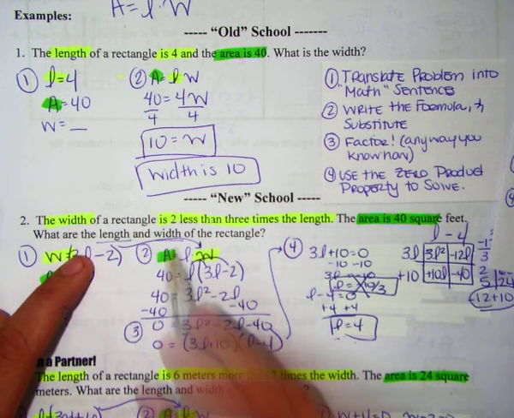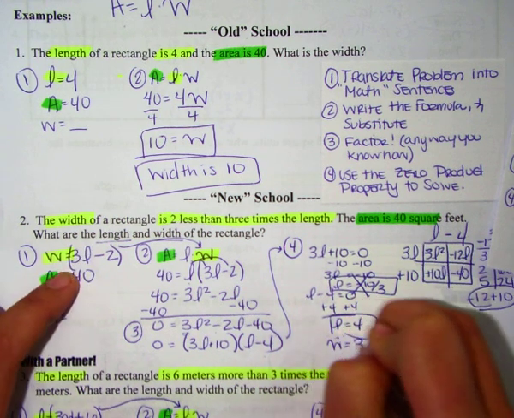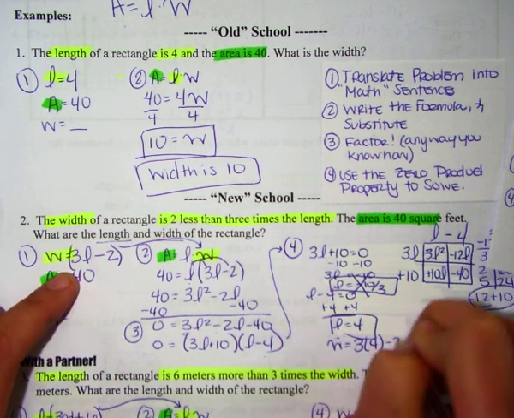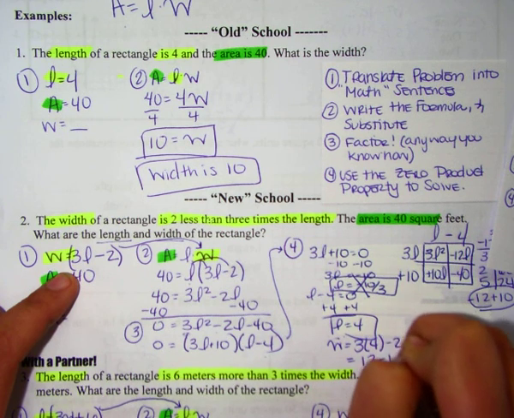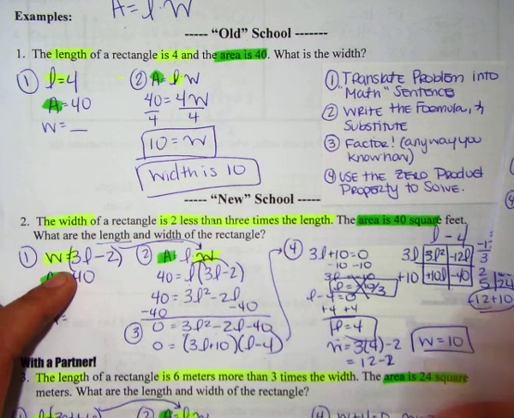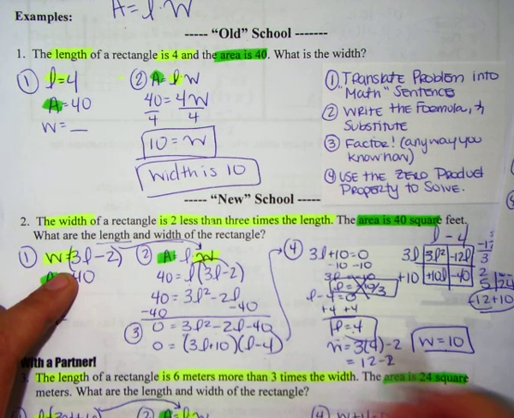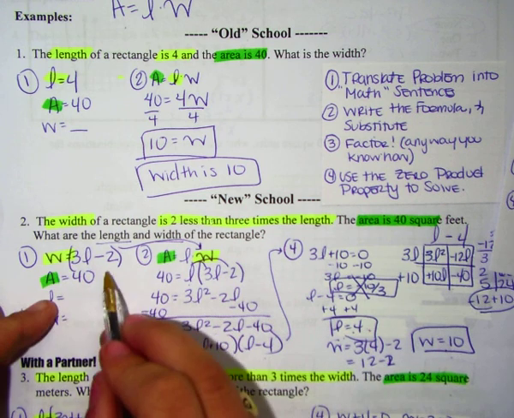We need to find the width. So I'm going to substitute that back in. 3 times L minus 2, which means that the width is 10. The width is 10. The length is 4. Just a quick check. 10 times 4 is 40, which is the area.